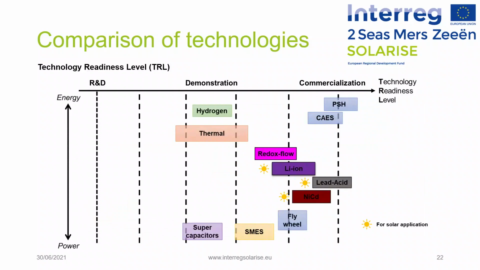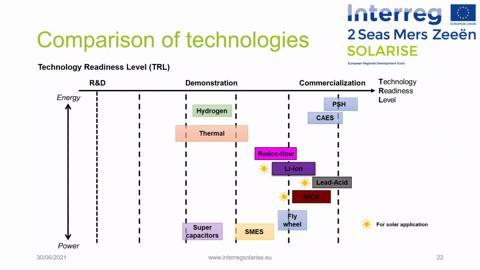To finish, this graph illustrates the maturity of different storage technologies using the technology readiness level parameter. This graph is provided as an illustrative example in order to compare the different technologies, since their research and development is progressing rapidly and their technology readiness level is always moving, and also because it is a subjective parameter.